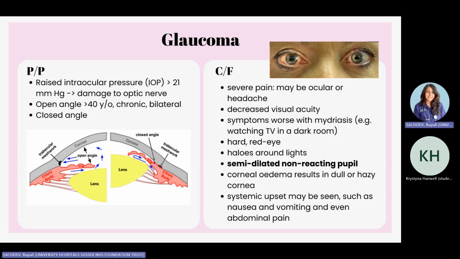The eye, if you touch it, although they won't let you touch it, when you try to massage it, which is a part of the management, it feels really hard because think of a balloon which is full of water and it's got so much pressure that it's really hard. The pupil is going to be semi-dilated and non-reacting. And the corneal edema will lead to a hazy or dull cornea. They might present with systemic symptoms. So they can have nausea, vomiting, abdominal pain, along with the eye complaints. So don't get distracted just because they're presenting with things like nausea and vomiting and abdominal pain.